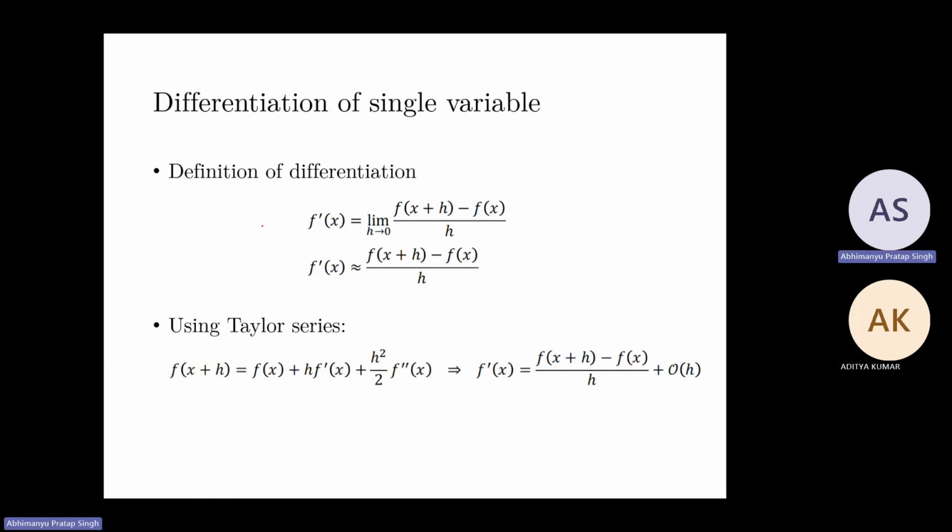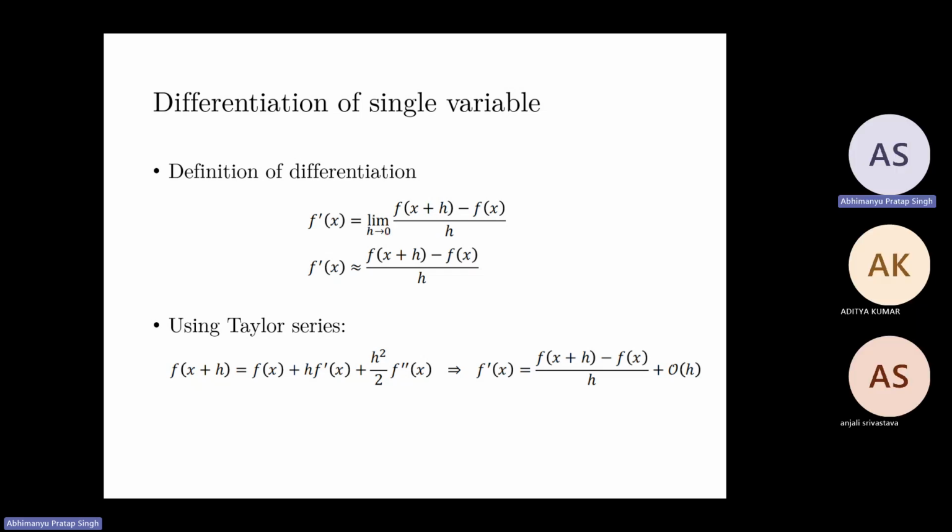So the definition of differentiation is that we try to find the limit of a function. We choose 2 points on the function which are separated by a very small distance h, and we evaluate the function at both of these 2 points, and then we divide by that distance. And as that distance h tends to 0, we get the differentiation of the function. This is the basic definition of the differentiation, and this is also called the forward difference formula.